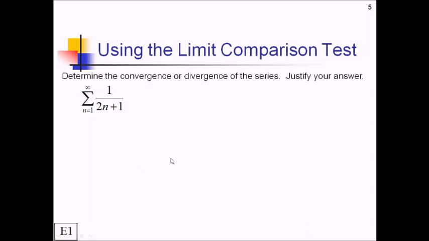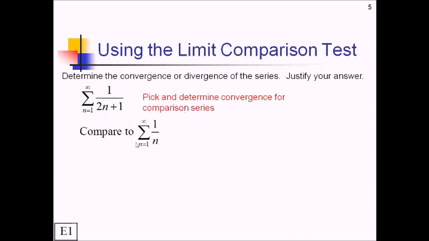Now that we've learned a little bit about the limit comparison test, let's see it in action. So we're going to try out that warm-up series again. Now this is the one where direct comparison did not help us out. So if direct comparison is not going to work, we try limit comparison, which we start by picking and determining convergence for a comparison series. Well, we kind of already did that, right? We said the harmonic series was a good match for this. And since it is the harmonic, that series is going to diverge.